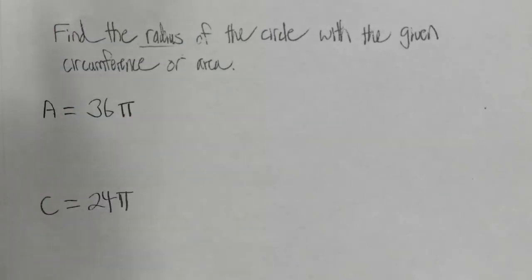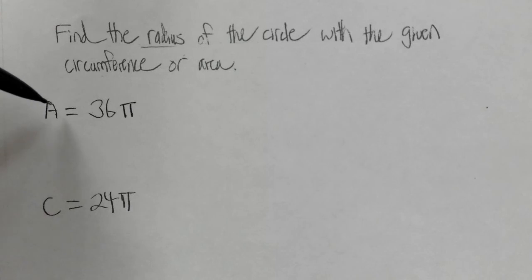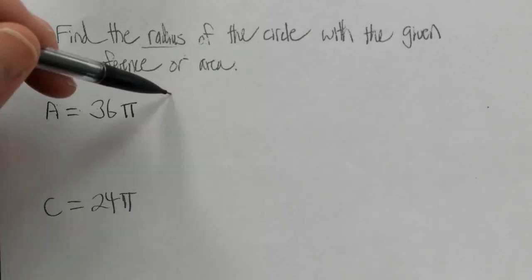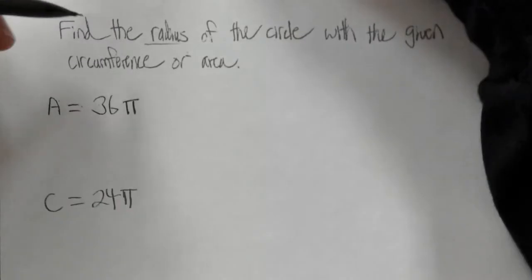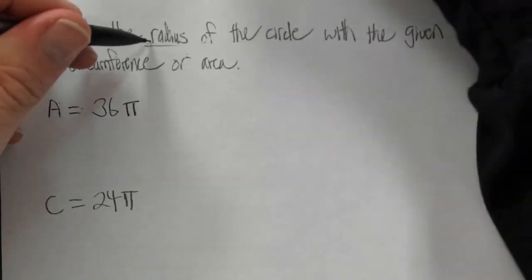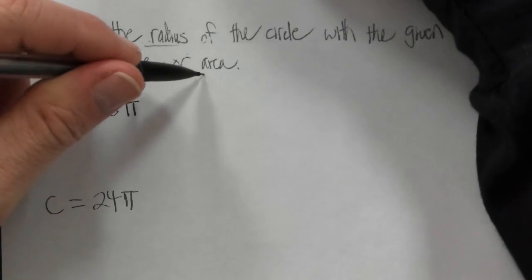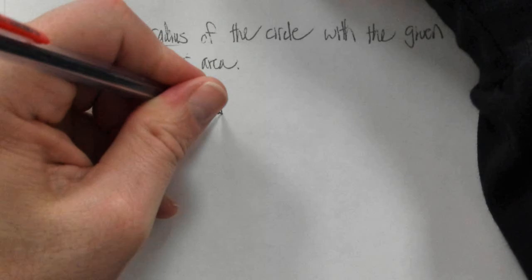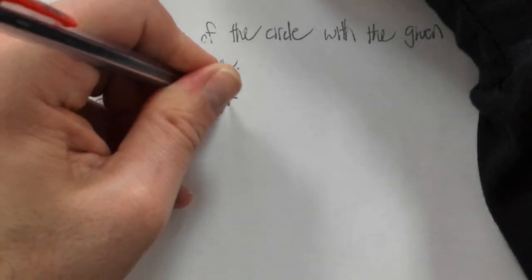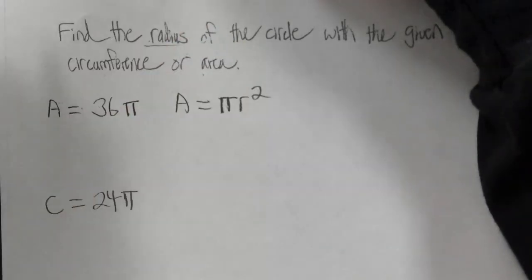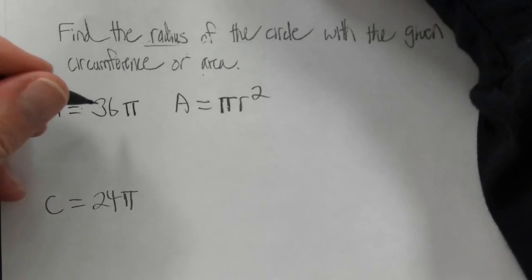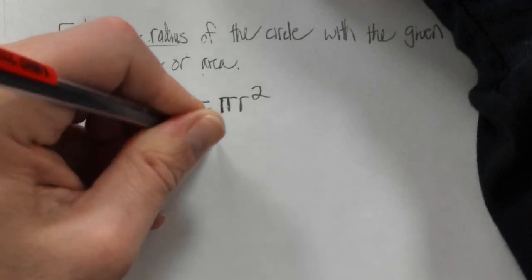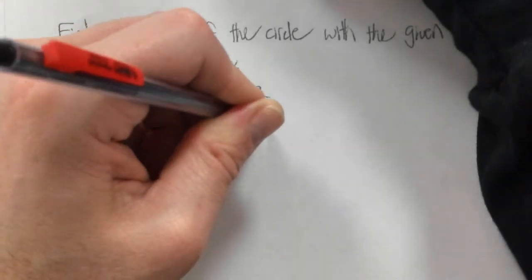The radius. So if they give me the area, I need to use the area formula, plug in the area, and solve for the r. So again, they asked me to find the radius, and they're giving me the area. So I need to use the area formula, which has the radius in it, pi r squared. All right, so area equals pi r squared. Plug in the area, 36 pi equals pi r squared.